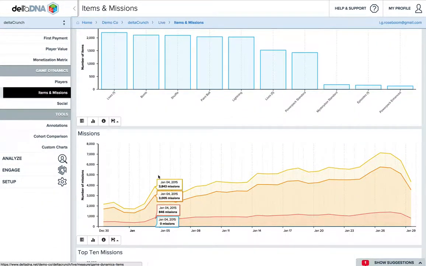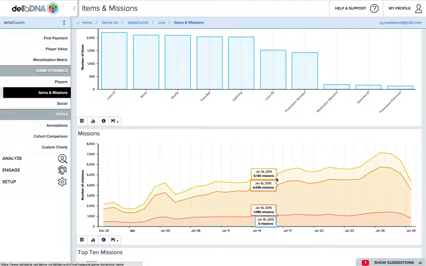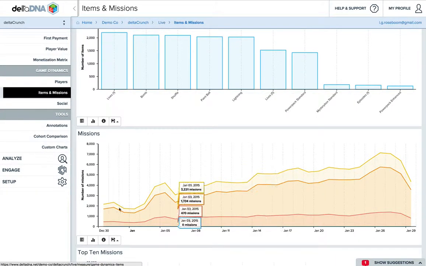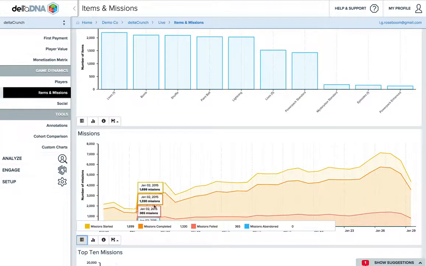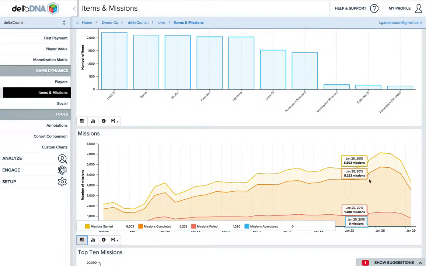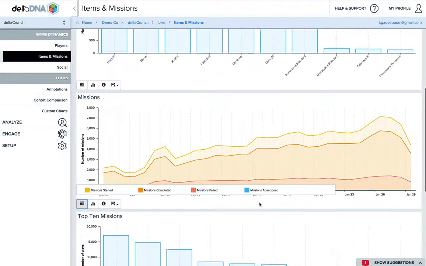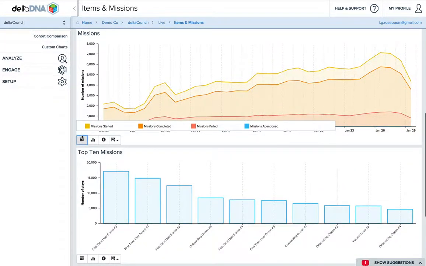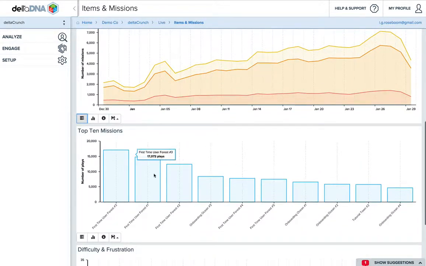We have the missions chart, which is basically showing the breakdown of how many missions have been started, completed, and failed. If you bring in the legend, you can see the colors are mission starts, mission completes, and mission fails. Again, this requires you to send the mission events in the way that we would template them. But this is good because it gives you some idea of how many missions are getting started and how many are being completed and failed. We can also see some information about that on the difficulty chart, which is at the bottom, which I'll explain in a sec. But the next one we have here is a top 10 missions.